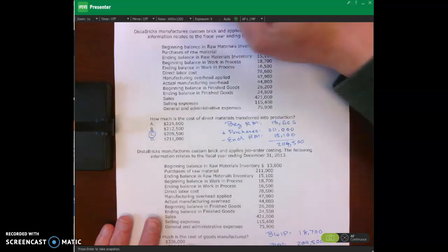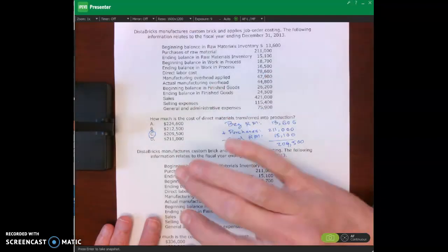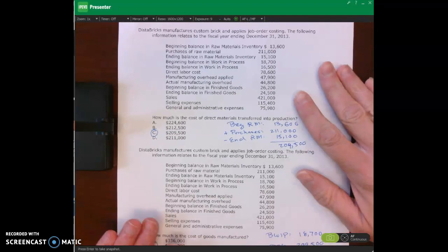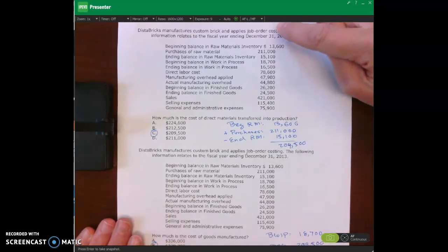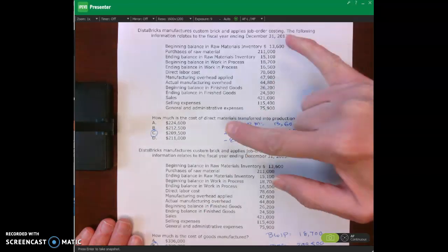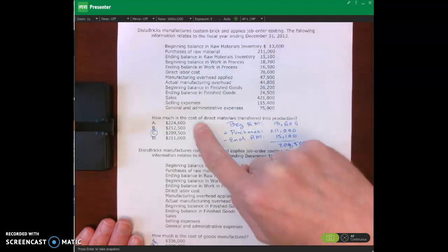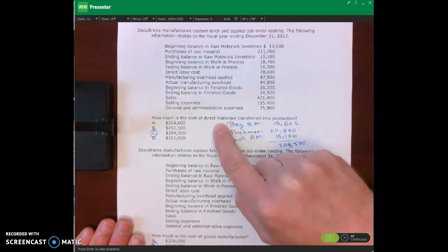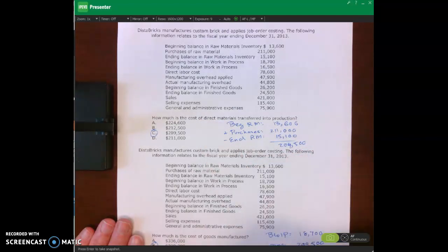So we have this company, Bricks, and you can see that's that same setup with the same cost used in a couple of these problems right over here. And they make custom brick, and then they use job order costing. This is something we'll talk more about in the next chapter. But for now, even though we haven't covered job order costing yet, we can still use what we know from this chapter to calculate the cost of our direct materials and the cost of goods manufactured and cost of goods sold.